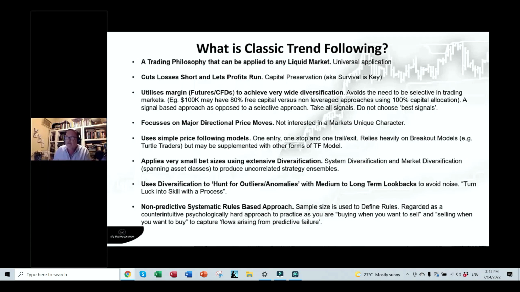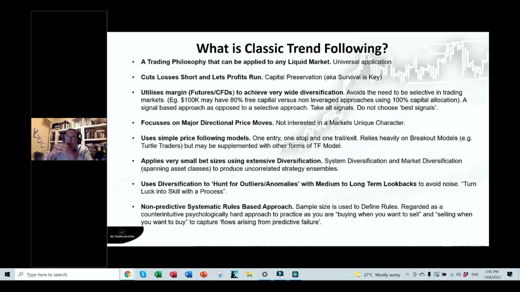A classic trend follower also is on these major directional price moves. They're not interested in the individual character or nature of a specific market. They're not interested in trading that feature characteristic signal that exists in a market. They're after these anomalies or outliers that might occur at any particular point in time.